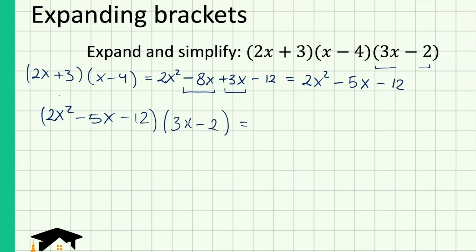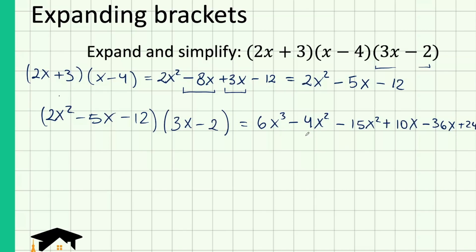And I can grab this expression and multiply it by the last parenthesis. 2x squared times 3x is 6x cubed. 2x squared times minus 2 is minus 4x squared. Minus 5x times 3x is minus 15x squared. Minus 5x times minus 2 is plus 10x. Minus 12 times 3x is minus 36x. And minus 12 times minus 2 is 24.